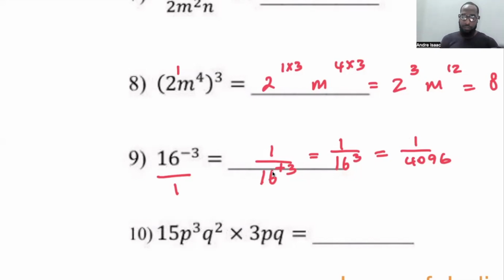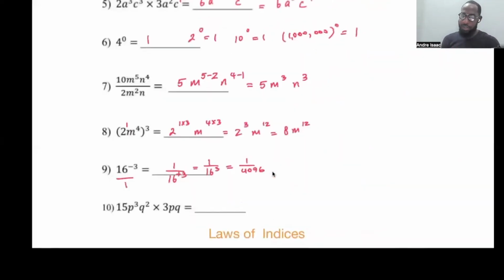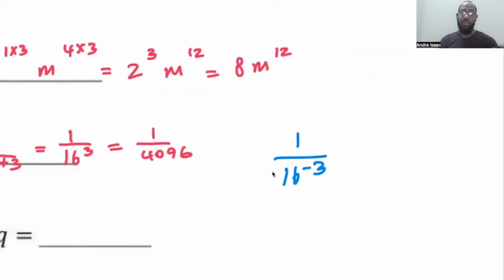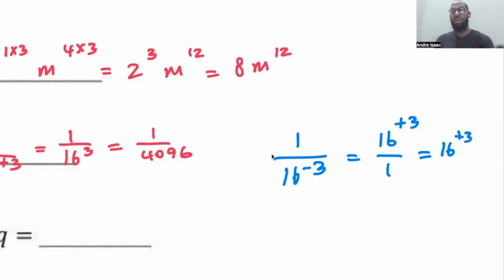So if I had, let's say, 1 over 16 to the negative 3, and that was my initial question, then I would say the 16 to the negative 3 is not the original position. The original position is supposed to be the numerator. So this is 16 to the plus 3 over 1, which is equal to 16 to the plus 3. So this really is supposed to be written like this, or this. Because remember, 2 over 1 is equal to 2.